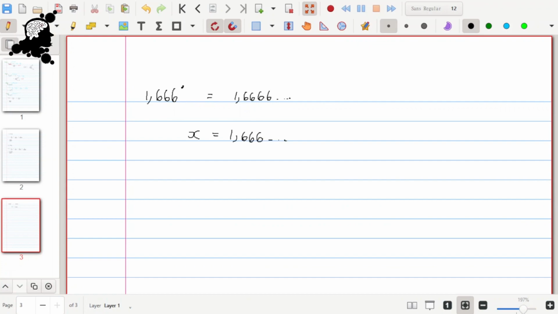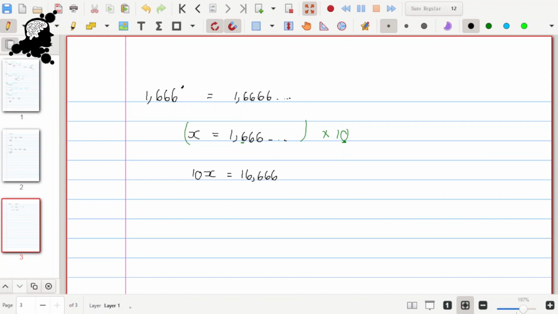The next step is I need to multiply this by a power of 10. Ask yourself this question: how many digits are repeating? We only have one digit which is repeating. That's the 6. So as a result, what I then need to do is multiply this whole expression by 10. Notice that there's one 0 after the 1 because there's only one digit that repeats. If I multiply this by 10, I'm going to get 10x is equal to 1,666 times 10, which is going to give me 16,666.